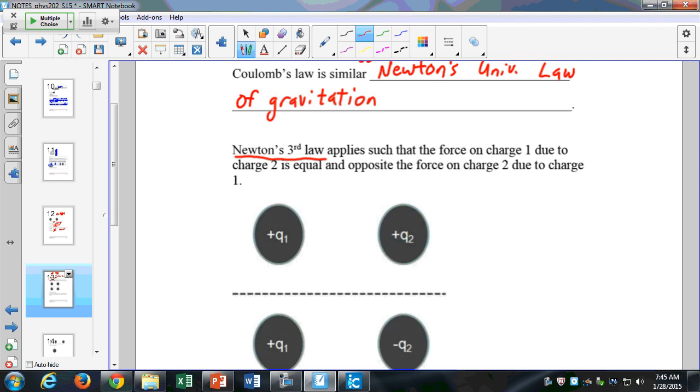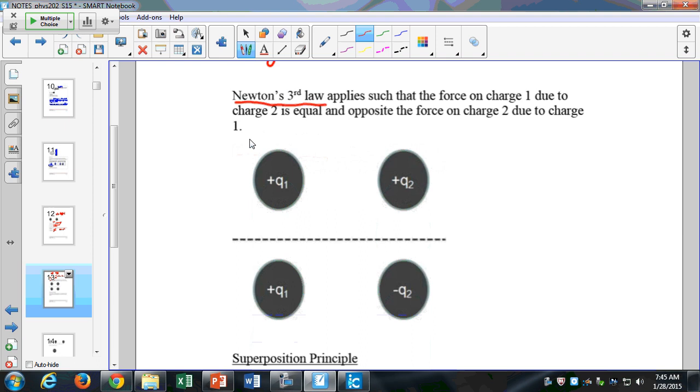When we use the magnitude of the charges, we don't include the signs. We're accounting for the signs when we draw the direction of the vectors. So for example here, if I have a force on Q1, it's going to be to the left or right? To the left, because I have two positive charges. They're going to be repelling one another. And then Q2 will have a force in that direction.